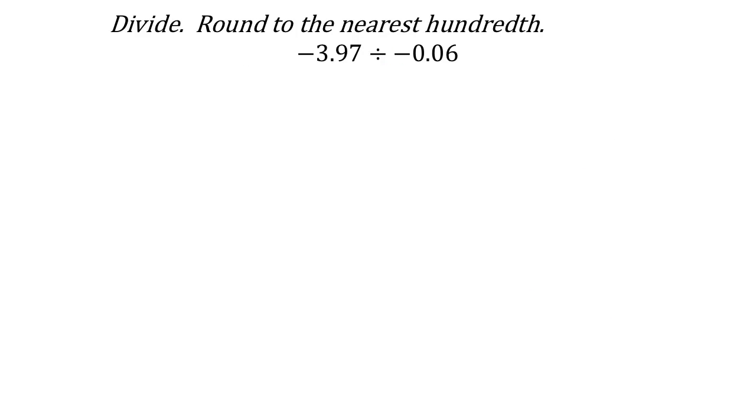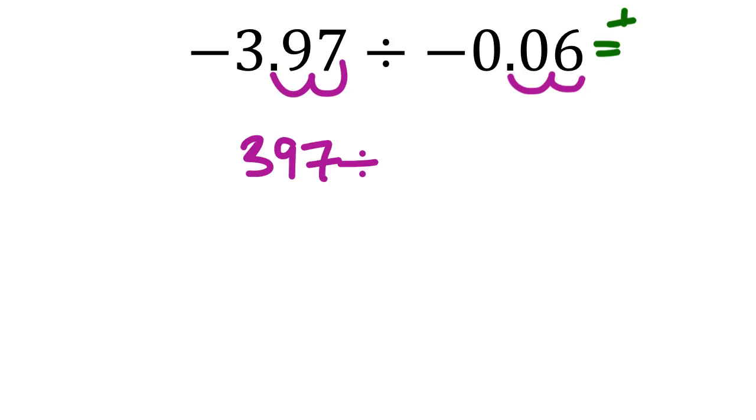All right, divide this, round to the nearest hundredth. Okay, well, let's go and divide this. We'll just remember to round to the nearest hundredth. And I can see I got 2 negatives being divided. So I know my answer is going to be a positive. But I got that 0.06. I don't like that decimal, right? So I need to change this into a whole value. I'll just move both decimals 2 times to the right, which is going to change this to 397 divided by 6. Well, that should be a lot easier to work with.